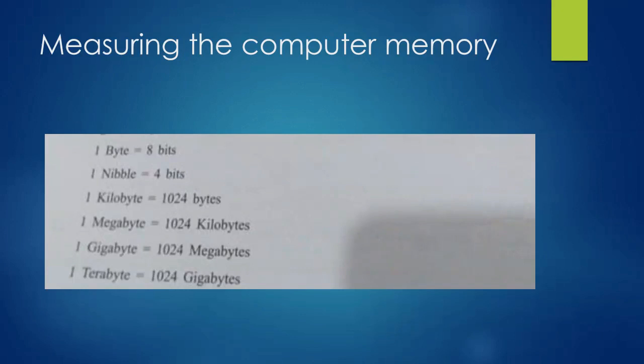1 kilobyte is equal to 1024 bytes. 1 megabyte is equal to 1024 kilobytes. 1 gigabyte is equal to 1024 megabytes. And 1 terabyte is equal to 1024 gigabytes.